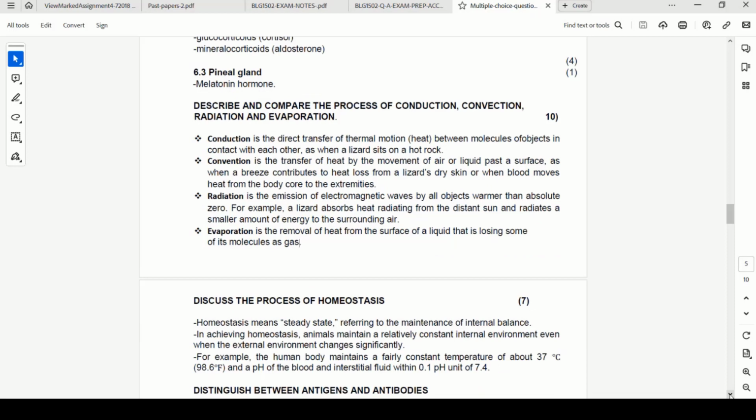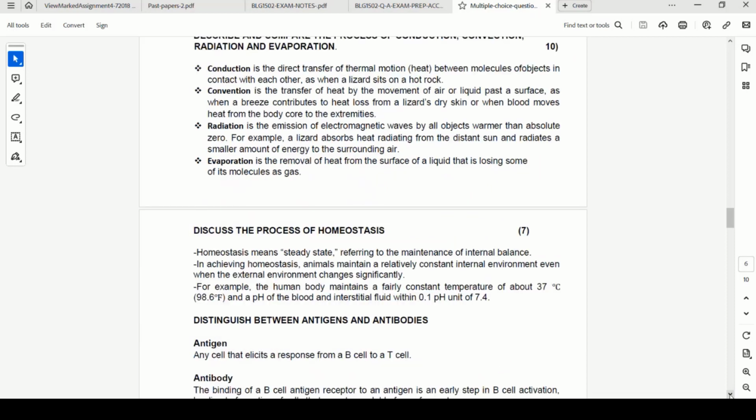And we did talk about homeostasis. You're not going to avoid it. You need to know what homeostasis is, referring to the maintenance of internal balance. In achieving homeostasis, an animal maintains a relatively constant internal environment, even when the external environment changes significantly. For example, the human body maintains a fairly constant temperature of about 37 degrees and a pH of the blood and interstitial fluid within 0.1 pH unit of 7.4.